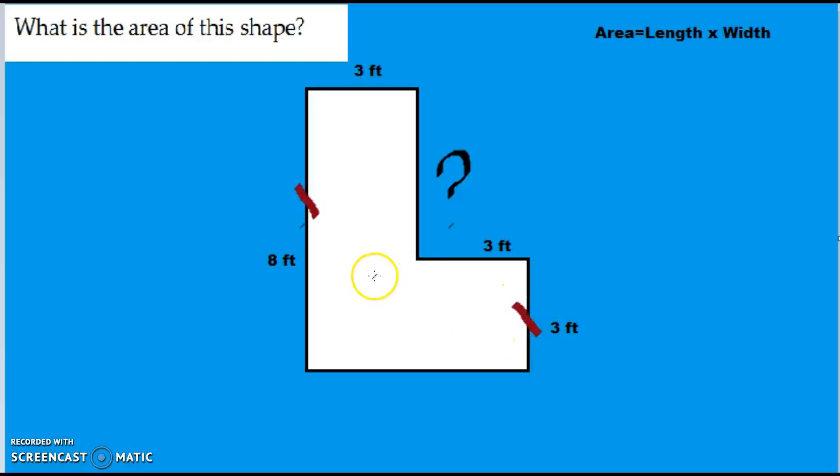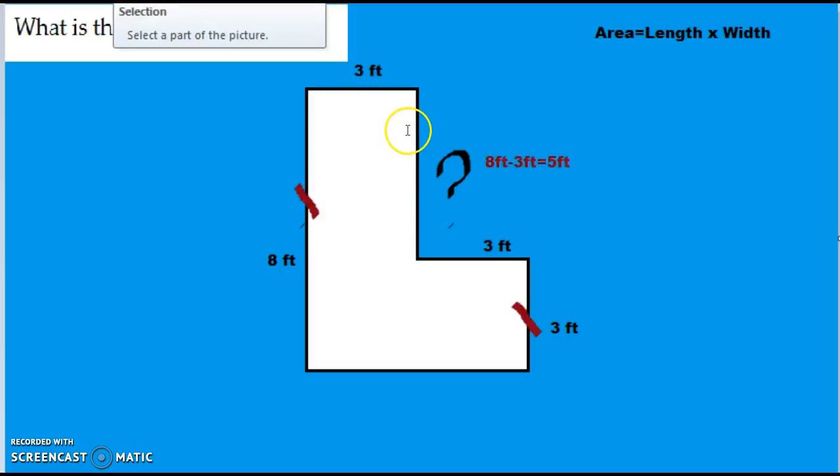So I have to ask myself the question, should I add 8 and 3 to get a combined length here, or does it make sense to subtract 3 from 8 to make up this smaller piece? Since this piece is not as big as the 8, I know that this side right here should not be greater than 8. And if I add 8 plus 3, I'll get 11. So it makes sense to subtract. 8 minus 3 equals 5. So the length of this side here is 5.